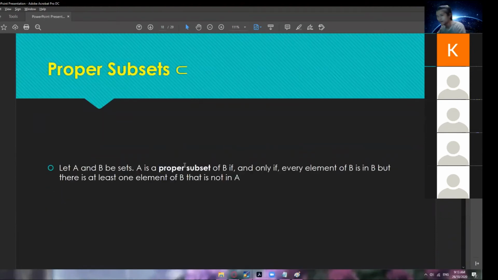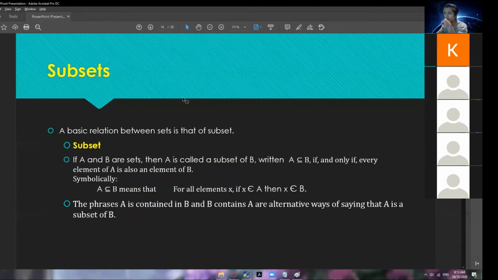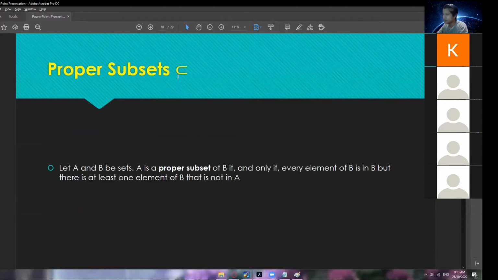Okay, so moving on is a proper subset. So ito yung symbol ng proper subset natin. Kapag subset, merong underline sa baba. But for proper subset, wala siyang underline sa baba. So again, we have, let's say, A and B as a set. And then we could see that A is a proper subset of B if and only if every element of A is in B, but there is at least one element of B that is not in A.